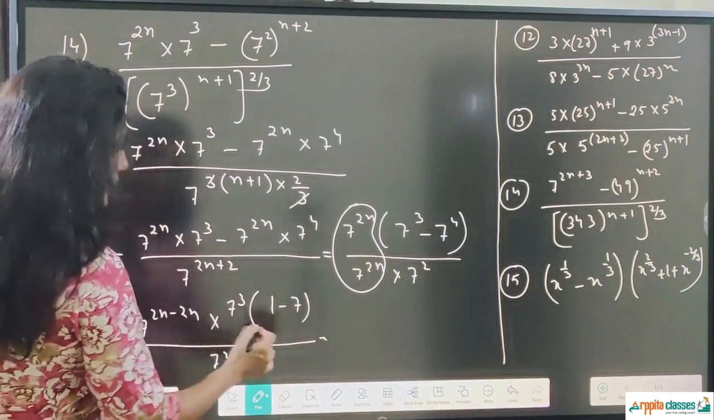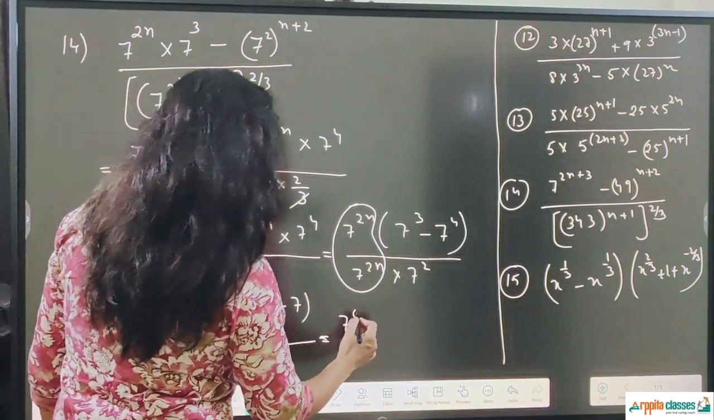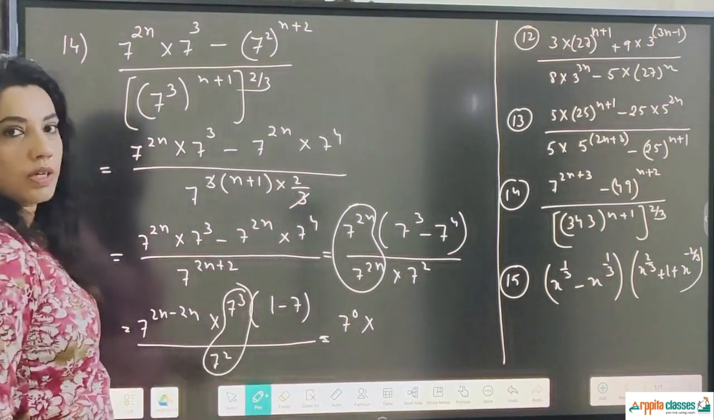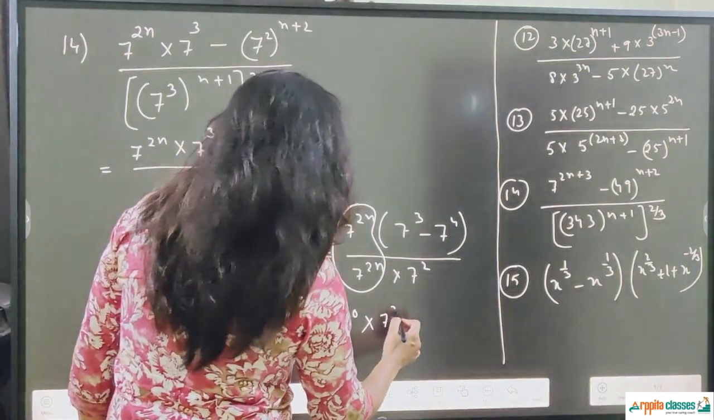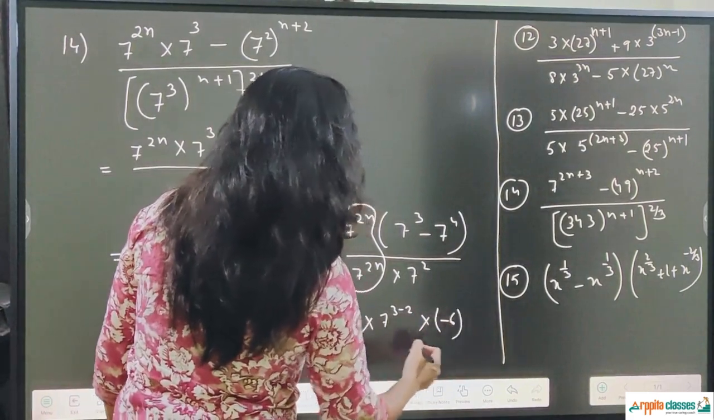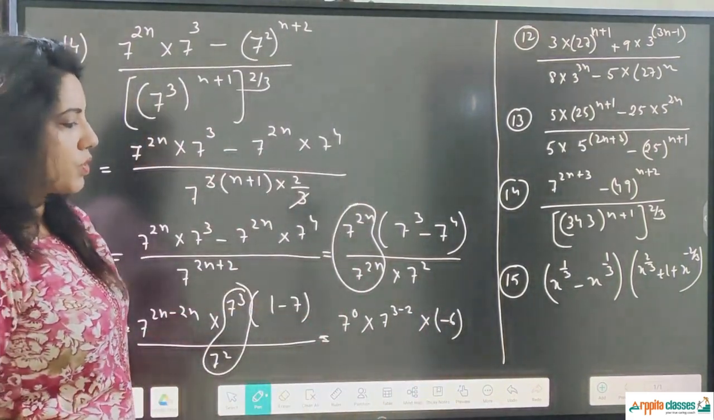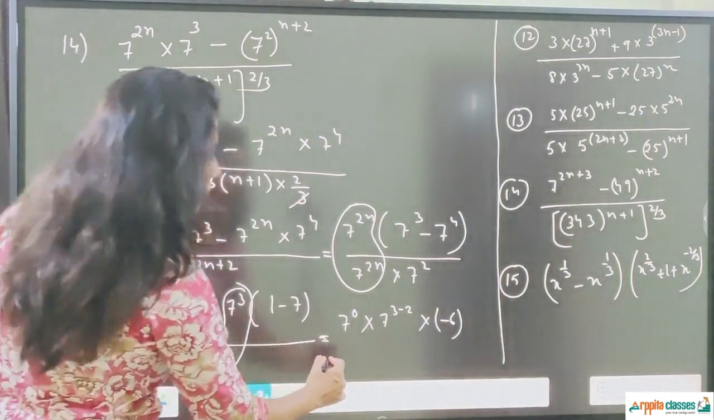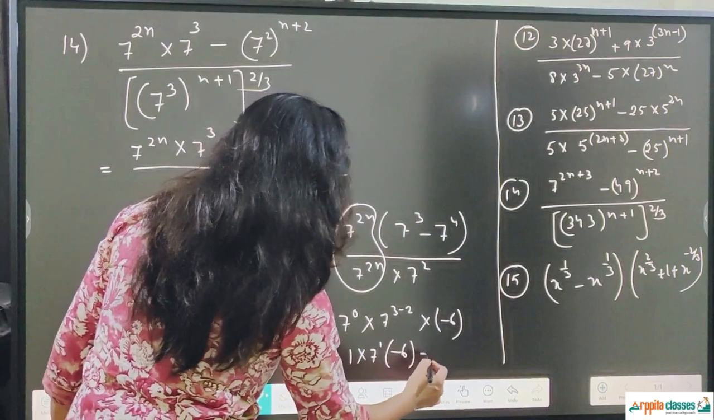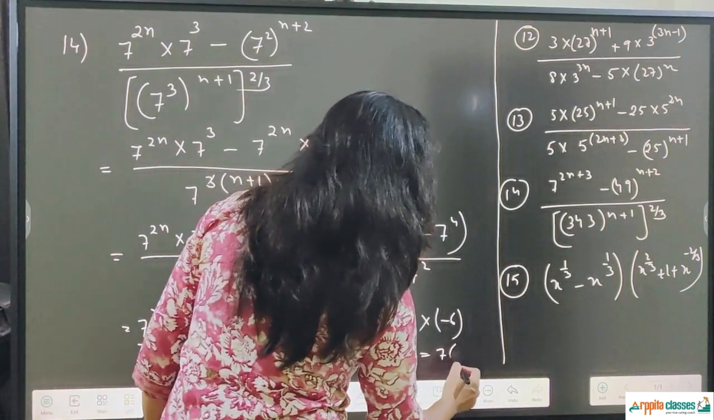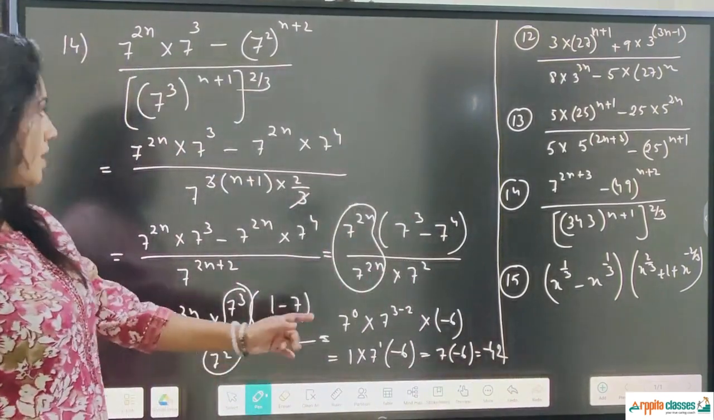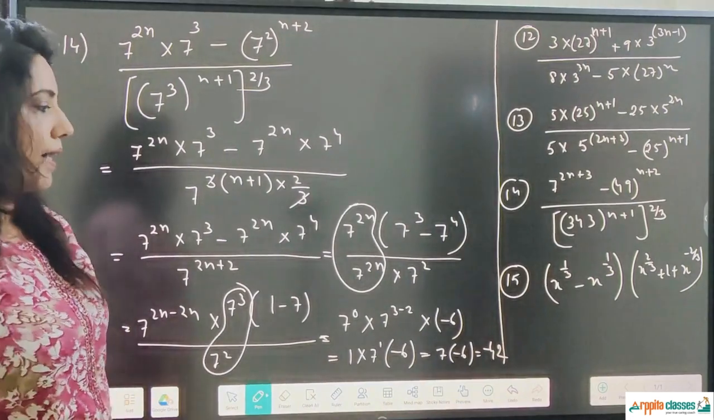Now this is coming 0, 7 to the power 0, so 7 to the power 0 into. Now this is again we can write 7 to the power 3 minus 2, so it is 7 to the power 3 minus 2 into, from here it is coming minus 6. So 7 to the power 3 minus 2 is 7 to the power 1, this is 1. So it is 1, this is 7 to the power 1, and this is minus 6. So finally we have 7 into minus 6, that is minus 42. So the answer for the 14th one is minus 42.